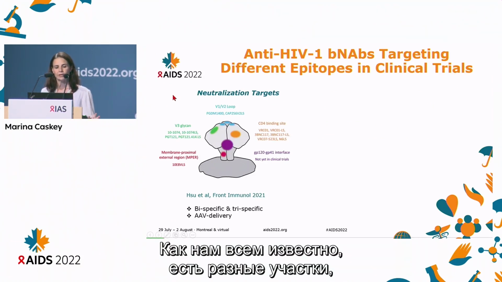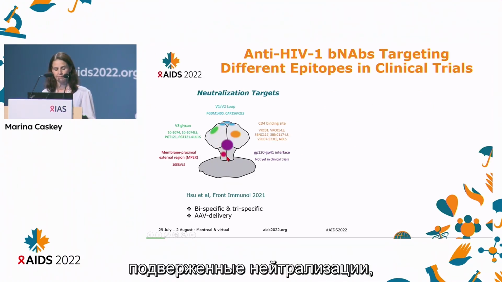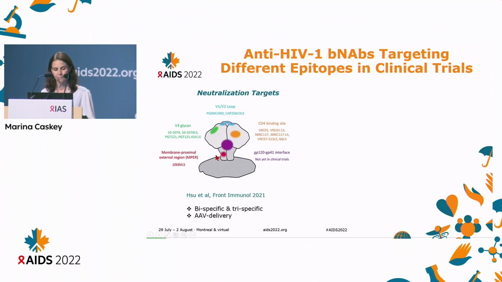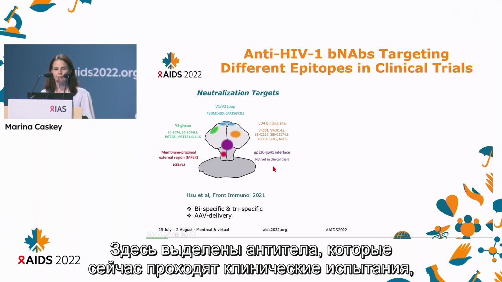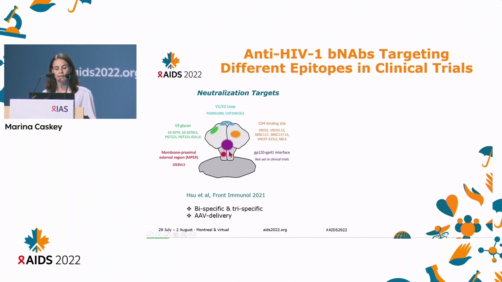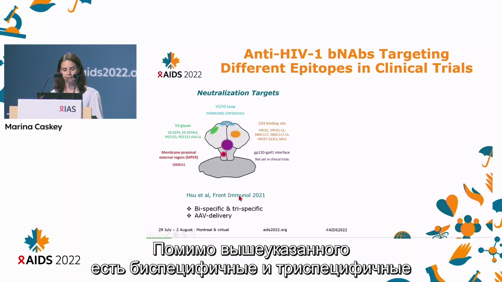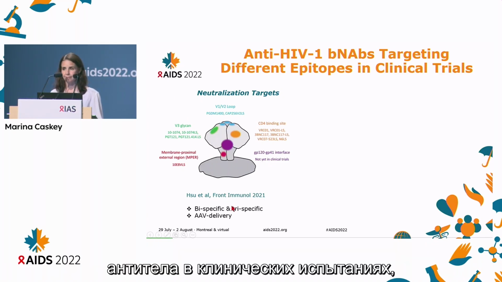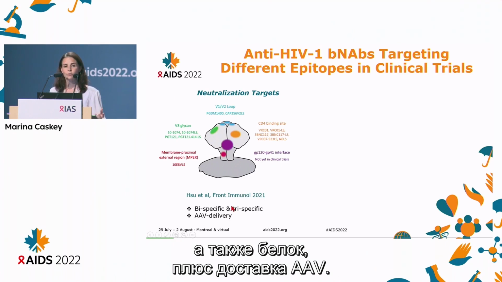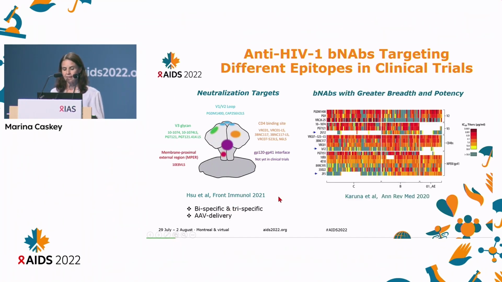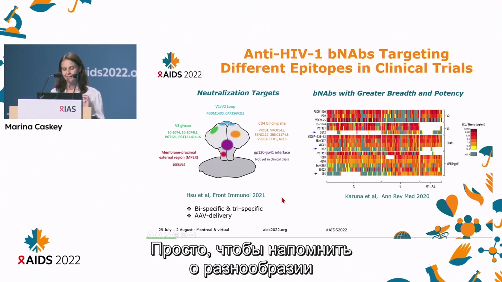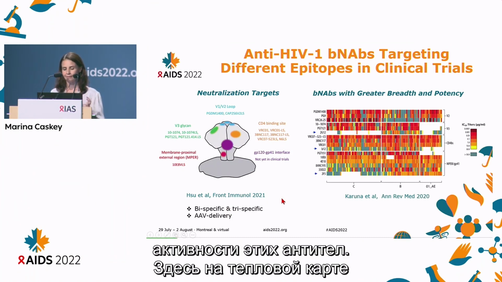As we all know, there are different sites that are susceptible to neutralization on the envelope trimer. I highlighted here the antibodies that are now in clinical evaluation, and they target 5 of these epitopes. In addition to the ones that I highlighted here, there are also bispecific and trispecific antibodies in clinical testing, as well as protein, but also as AAV delivery. But just to recap a little bit about the breadth of activity of these antibodies.